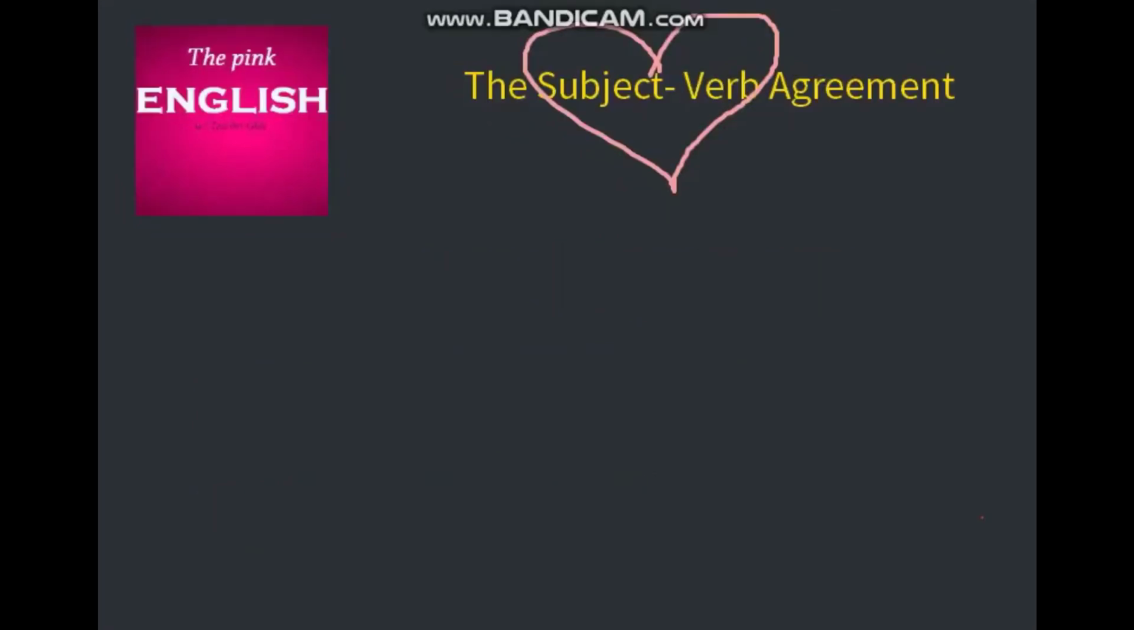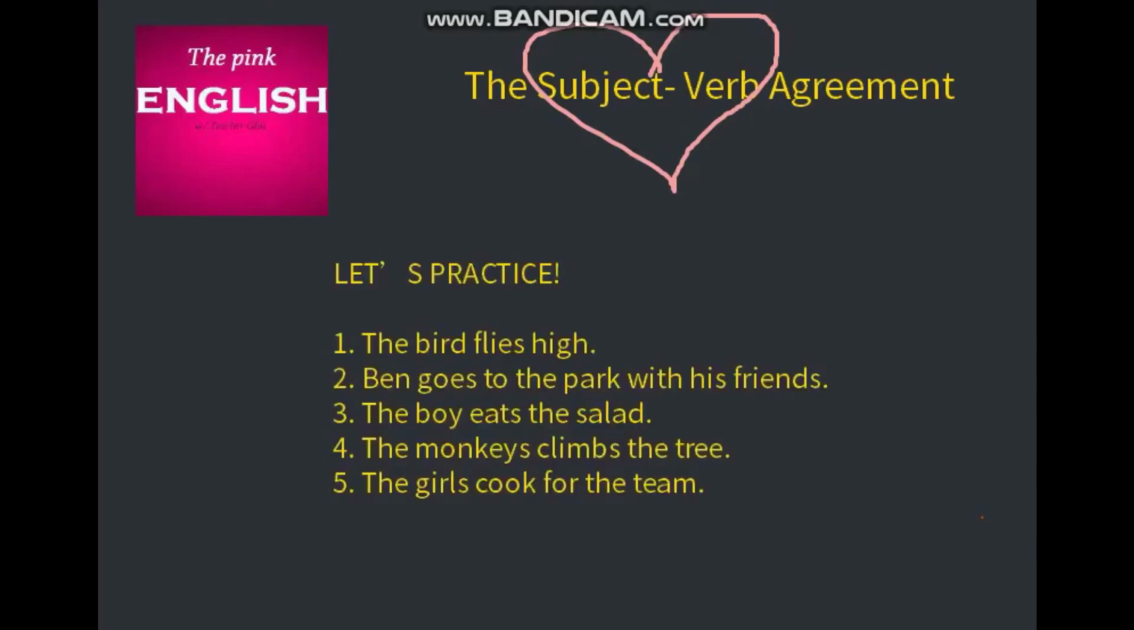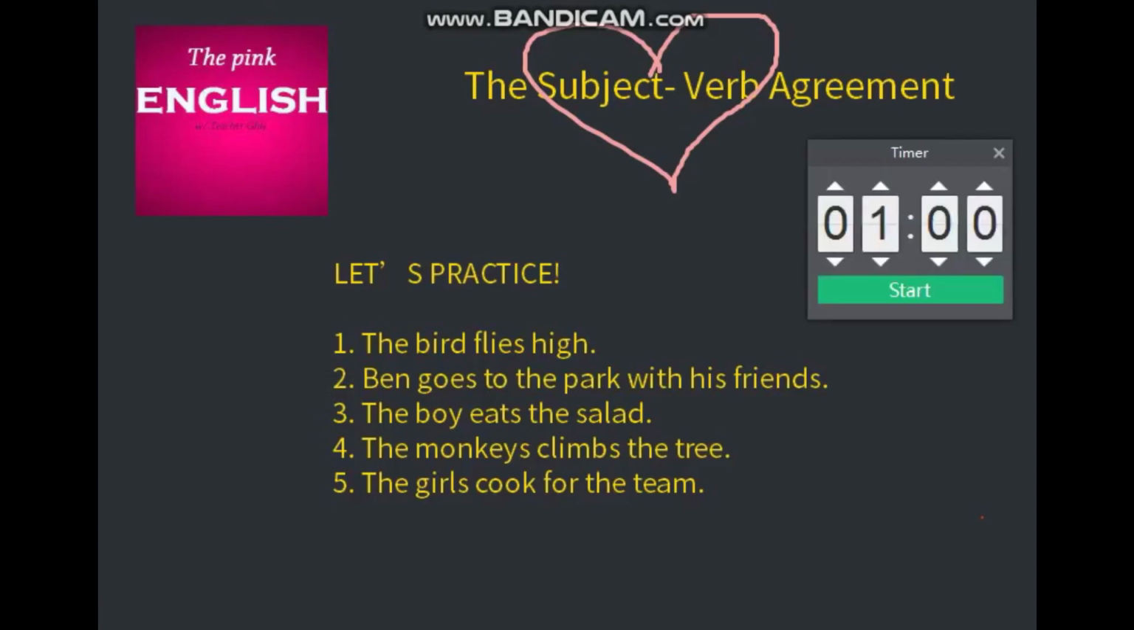Now let's see if you've learned something. Let's practice. All you have to do is to check if the subject and the verb agree in the sentence. Are you ready? Let's begin.